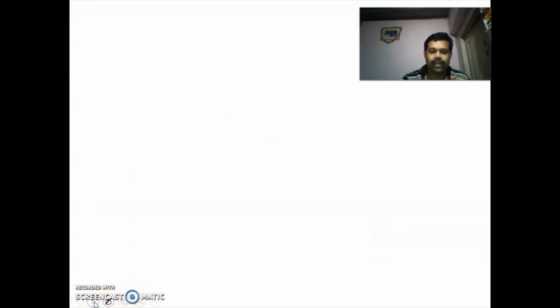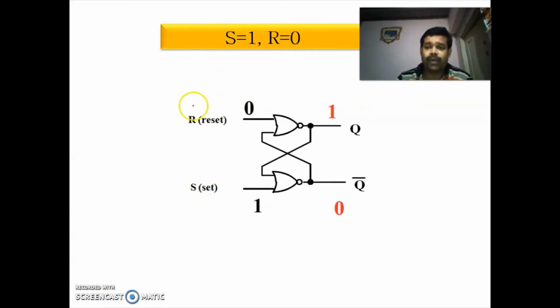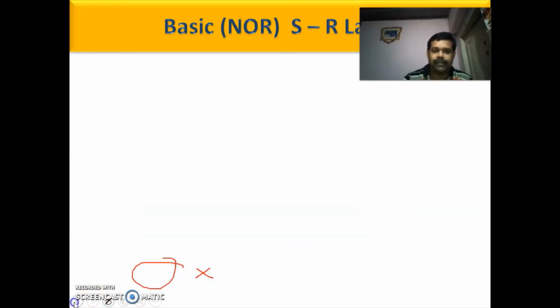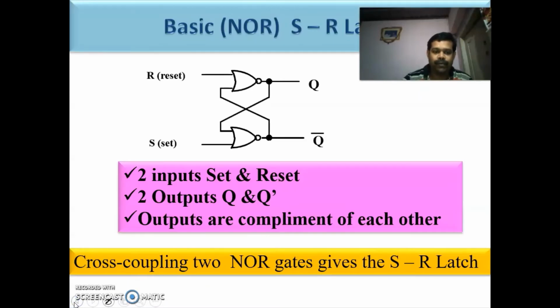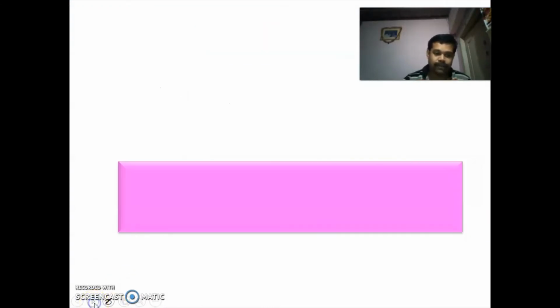Now we are going to check the working of this NOR latch. So we are considering S is equal to 1 and R is equal to 0. We have already studied from the truth table of the NOR gate that if one of the inputs is 1, the output is 0.